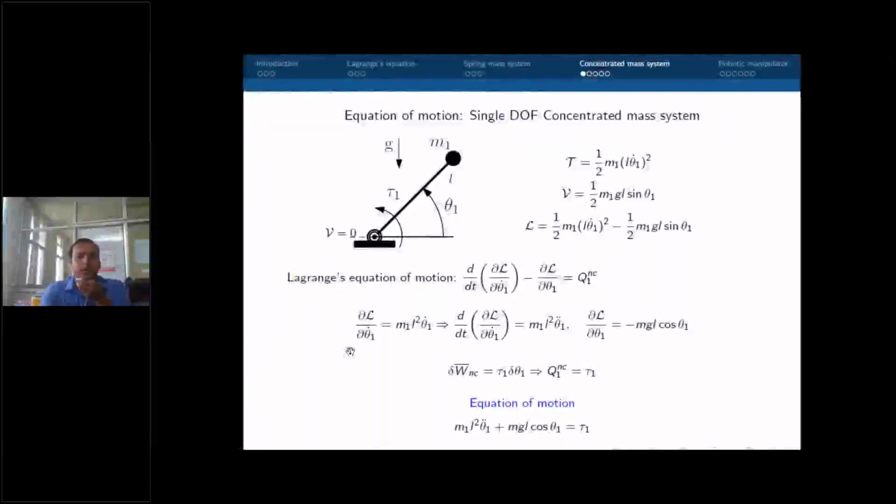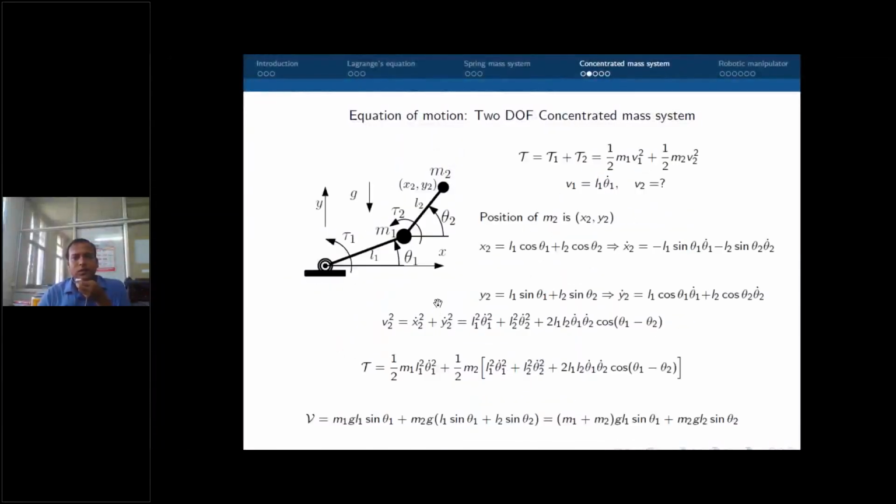Let us move to the next example. You can see that this is a 2-degree of freedom system. This 2-degree of freedom system consists of two massless rods. At the ends of each rod, there are two masses, M1 and M2.